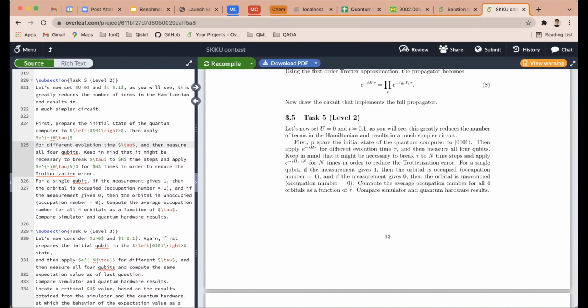And after the propagation, you will need to measure the orbital occupation of these 4 qubits and then plot them as a function of time.